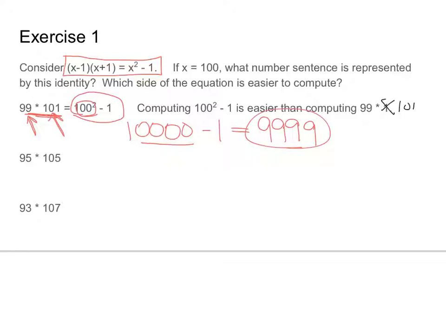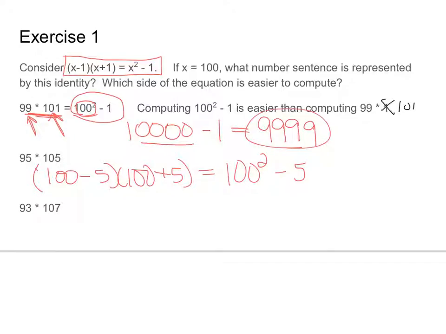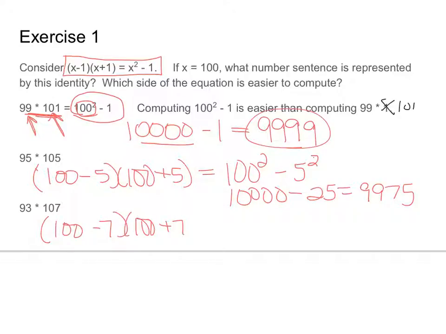Okay, let's try that again with 95 and 105. That's really 100 minus 5 times 100 plus 5. So our x is 100, and our a is 5. So it's a lot easier to compute. I have 4 zeros minus 25. Okay, this is our mental math exercise. And then this last one: 100 minus 7 times 100 plus 7. 100 squared minus 7 squared, which is 10,000 minus 49, which is easy to compute.